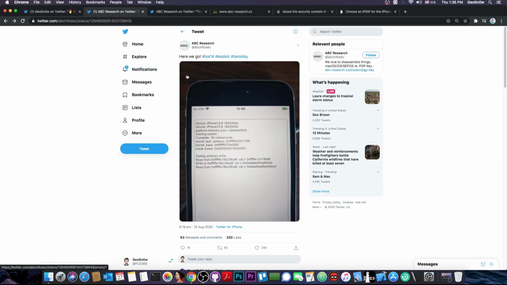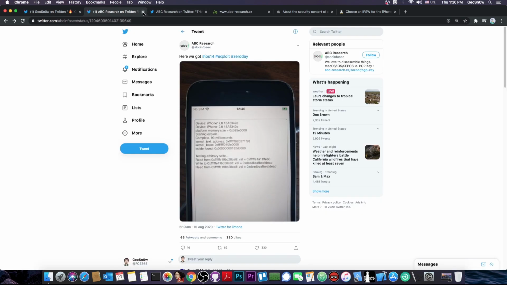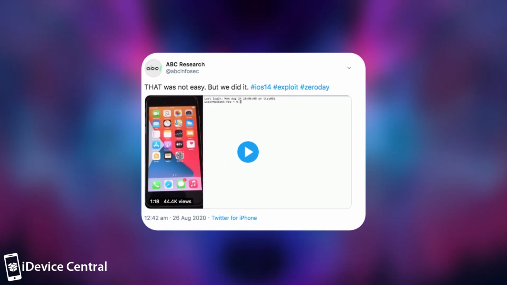And of course they also posted this, quote, "Here we go, iOS 14 exploit and 0 day." It shows in here of course an exploit running and getting the read and write primitives, but it doesn't mention TFP0, which is important later. Now, recently they posted this, which was actually yesterday. They posted a video which says, quote, "That was not easy, but we did it. iOS 14 exploit and 0 day."